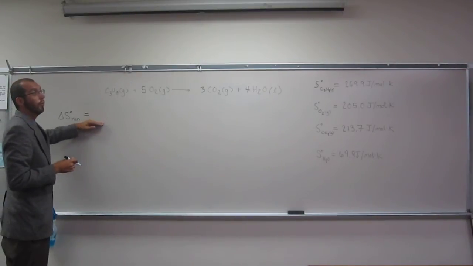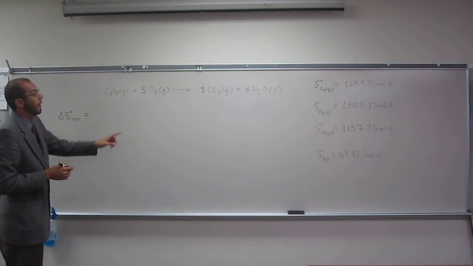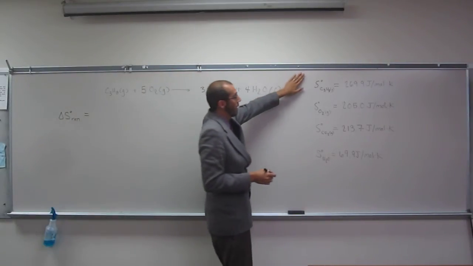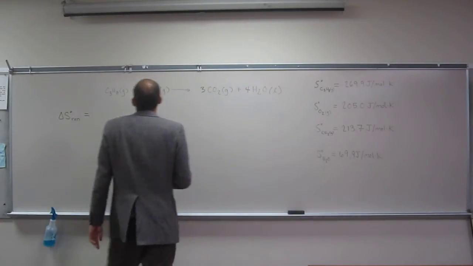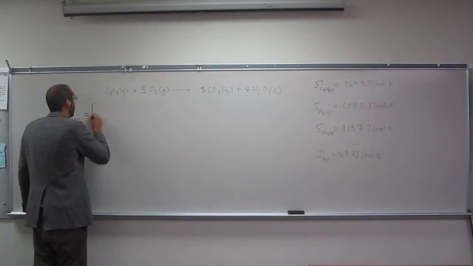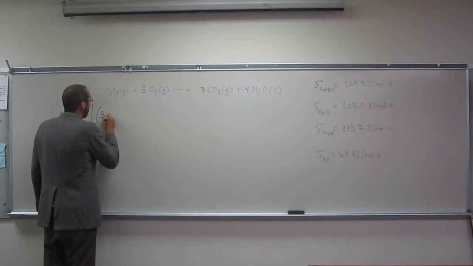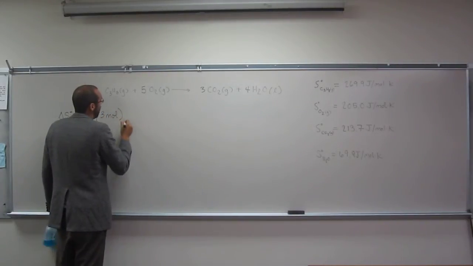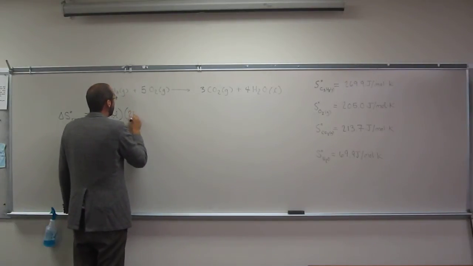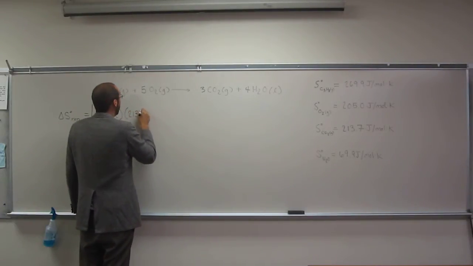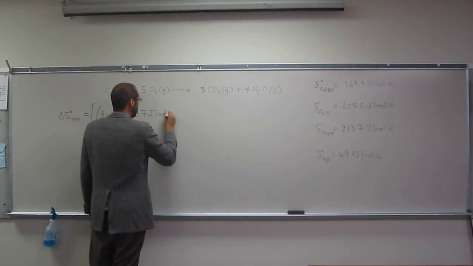So the products, first one is carbon dioxide there. So we go over to our table, okay, and we see the standard entropy of carbon dioxide there. So bracket. Okay, so there's 3 moles times the standard entropy, which would be 213.7 joules per mole Kelvin.